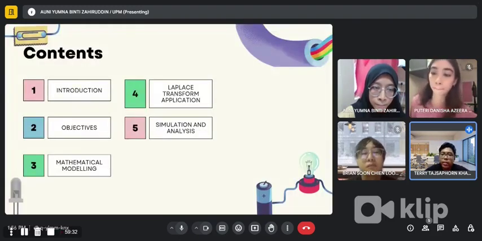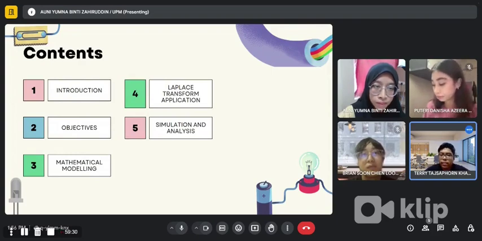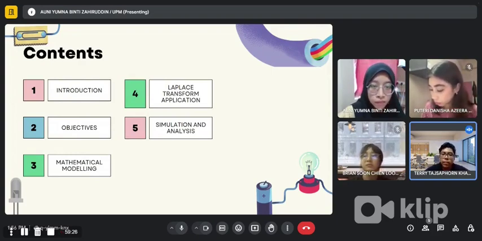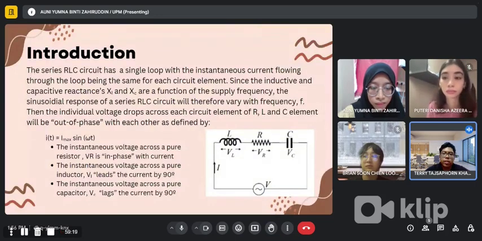So these are our contents: introduction, objectives, mathematical modeling, Laplace transform application, and lastly, simulation and analysis. For the introduction, I will pass to Putri.